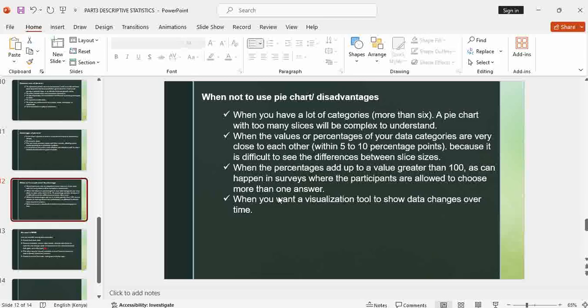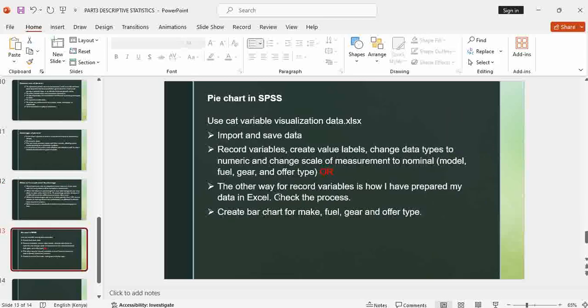When you want to visualize data over a period of time, a pie chart is not good in representing time series data. So those are the disadvantages. Now in our next class, we have to create this pie chart in SPSS, and these are the few steps that you can take, or if you have already done the importation of data, then we can go to SPSS and create a pie chart for fuel, gear, and offer type. See you while creating pie chart in SPSS.